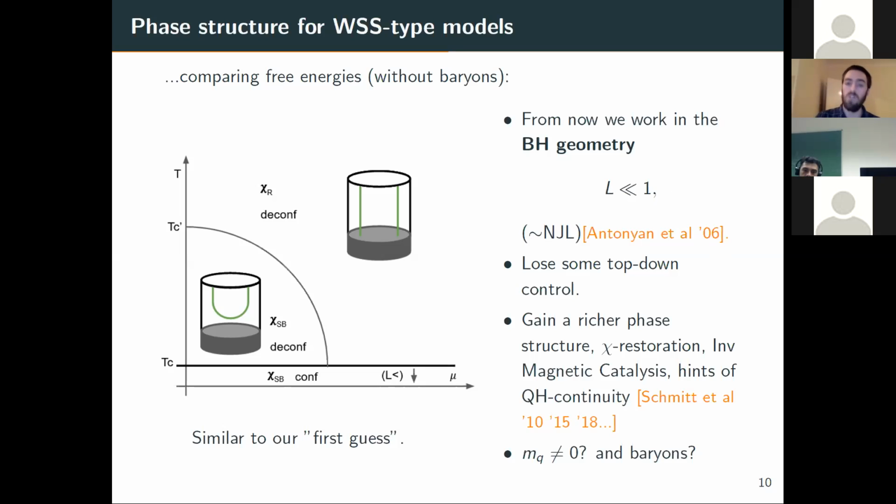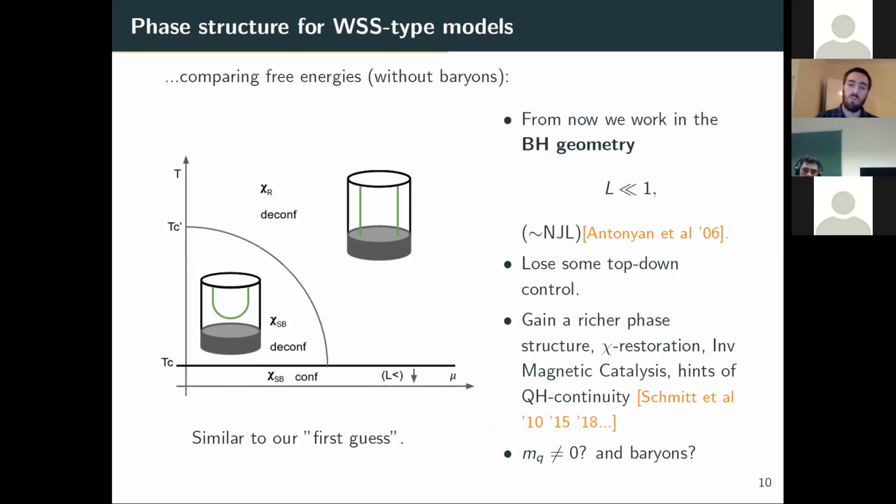I have a better understanding. I have the possibility of having chiral restoration at infinity, and some other phenomena like inverse magnetic catalysis, hints of quark continuity, and so on, in different papers in the literature. And I want to point out that in this limit, if you take this line here down, then this phase diagram, without considering any baryons, is exactly similar to what our naive first guess for the QCD phase diagram was. So in that sense, it's kind of nice.